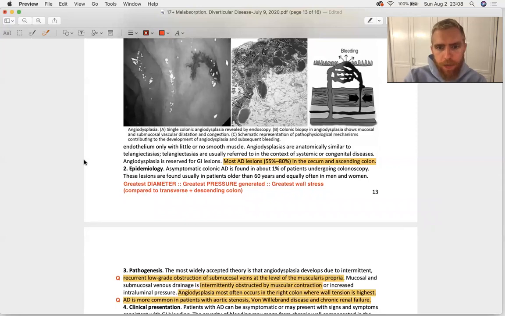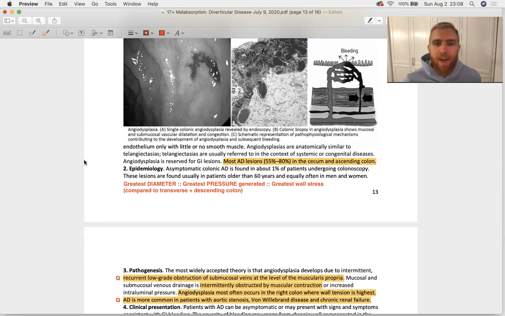Most angiodysplasias occur in the cecum and in the ascending colon. So that's the other side of the bowel compared to what we were just talking about. We said diverticular disease affects the sigmoid colon, that's lower left quadrant, but the cecum, that's right lower quadrant.